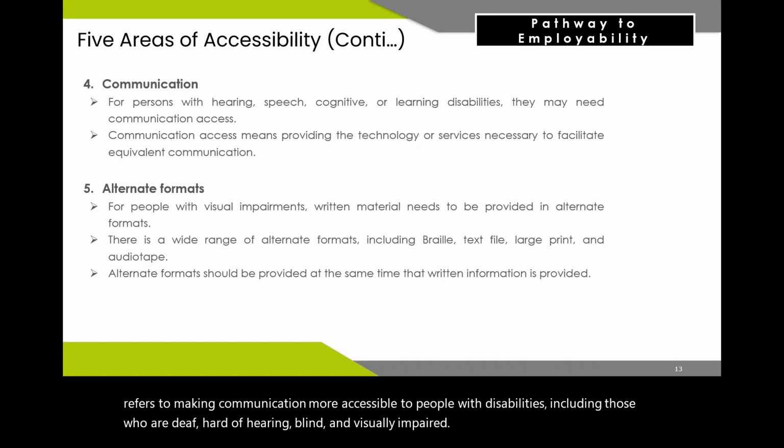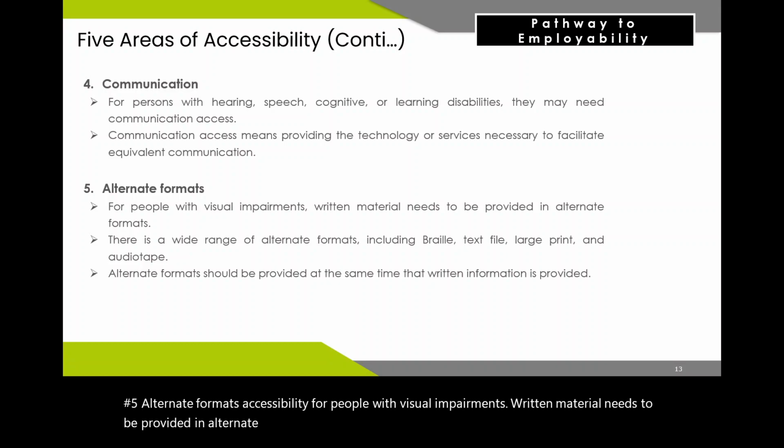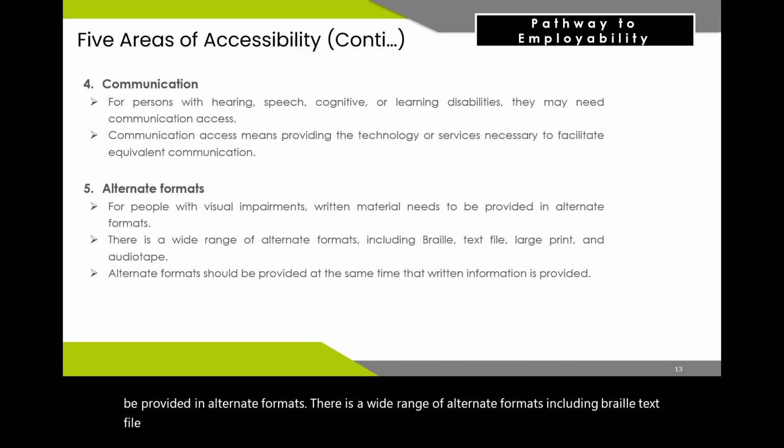Number 5. Alternate formats accessibility. For people with visual impairments, written material needs to be provided in alternate formats. There is a wide range of alternate formats, including Braille, text file, large print, and audio tape. Alternate formats should be provided at the same time that written information is provided.